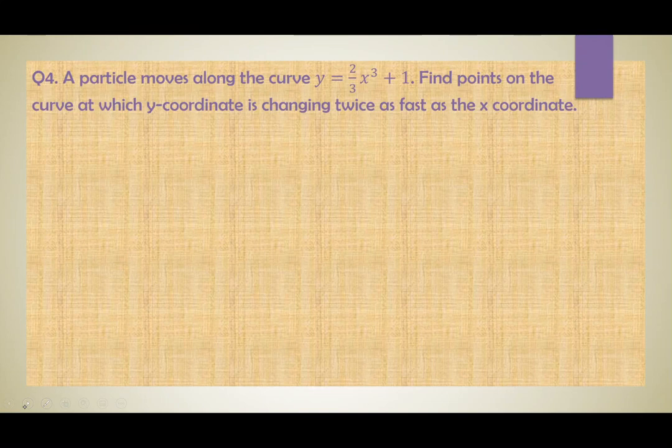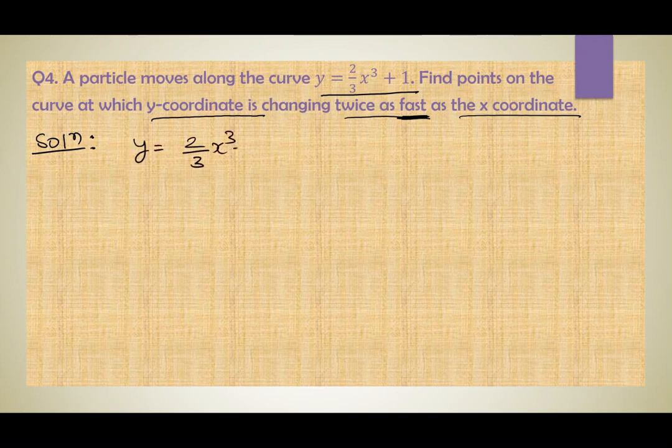Right, question number 4. A particle moves along the curve y equal to 2 by 3 x cube plus 1. Find the points on the curve at which the y coordinate is changing twice as fast as the x coordinate. जब fast slow की बात आती है यानी with respect to time है, that is something that you have to understand just by looking at the problem. So according to the given information, curve है y equal to 2 by 3 x cube plus 1.